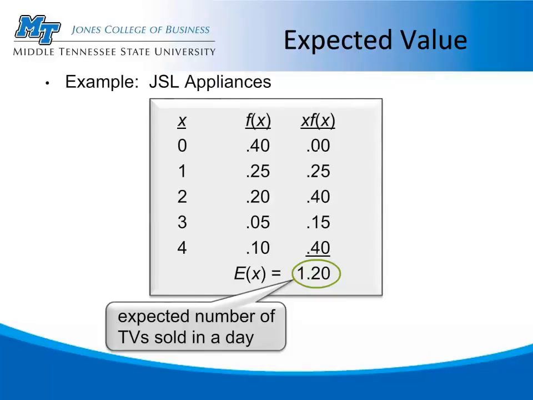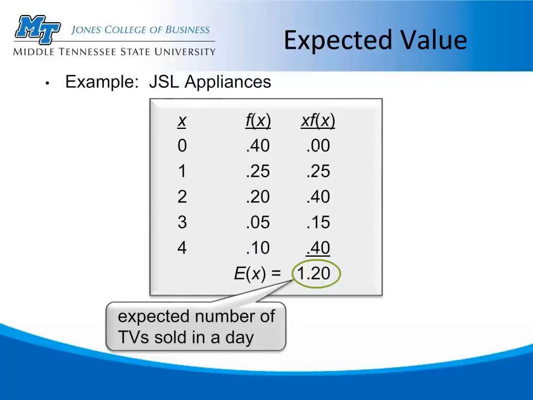Now this slide illustrates the calculation of the expected value of the random variable. X was the number of TVs sold in a day. But you multiply 0 times the probability of 0 and you get 0. You multiply 1 times the probability of 1 and you get 0.25. You multiply 2 times the probability of 2 and we get 0.4. 3 times 0.05, 4 times 0.1, and when you sum all those products up, you get 1.2, and that's the average, which is the expected number of TVs sold in a day.